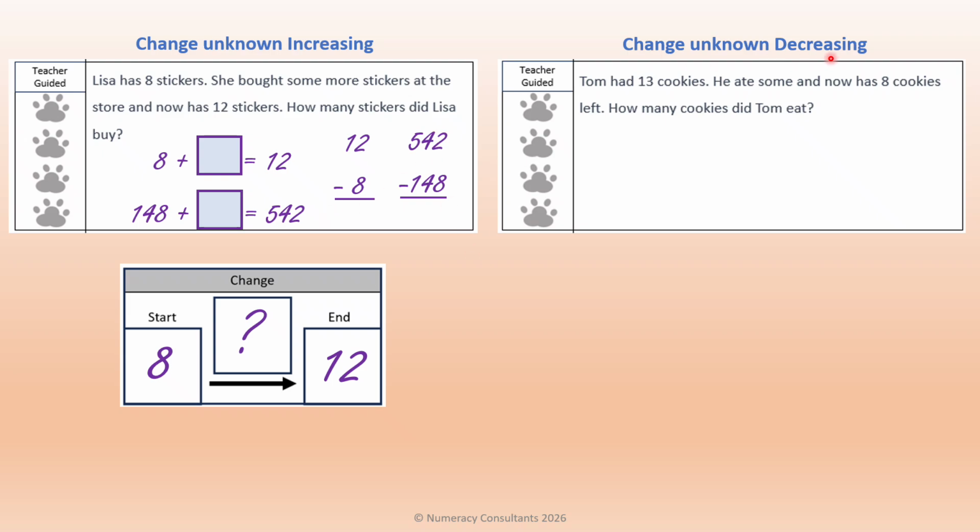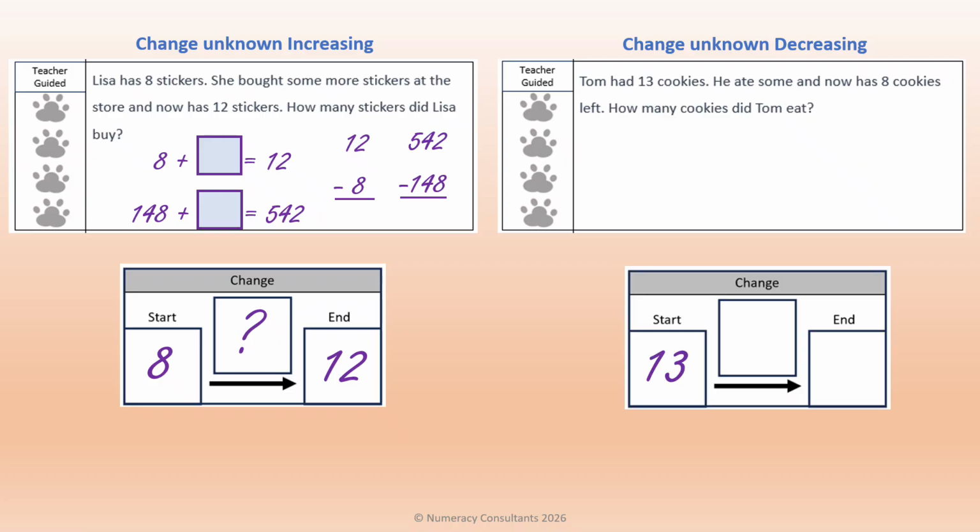Change unknown decreasing, okay? So if we take a look here, Tom had 13 cookies. He ate some cookies and now has 8 left. How many cookies did Tom eat? So again, we know that he ate some cookies and has 8 cookies left. So we know again that there was a change in this problem. If we go through, we started with 13. He ate some. We have no idea how many he ate, but we ended up with 8.